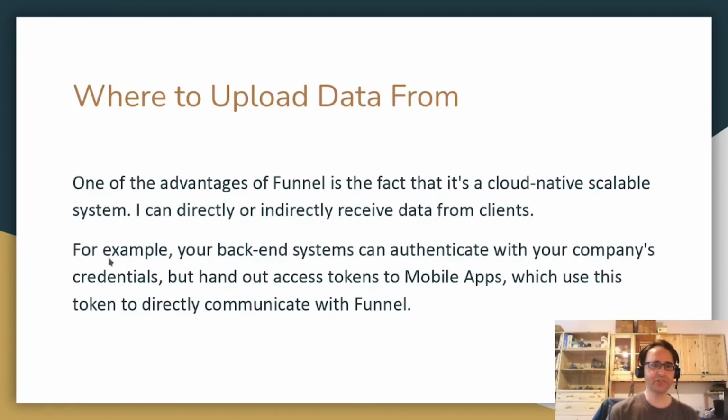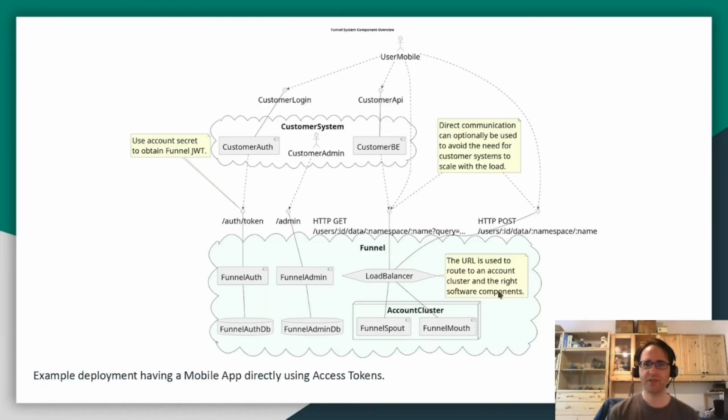One way of reducing load on your system is to have the user authenticate and get a JSON web token for the Funnel system, and then pass that information to your client, in the mobile app for example. Maybe it's the driver app or the customer app, and then have them talk directly over the internet securely to Funnel and avoid putting that load on your system. So this is a picture example of what that might look like.